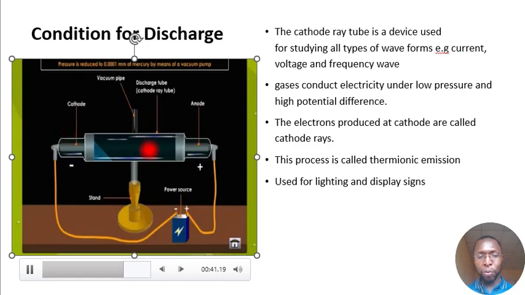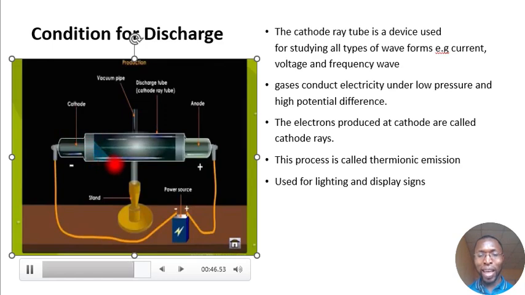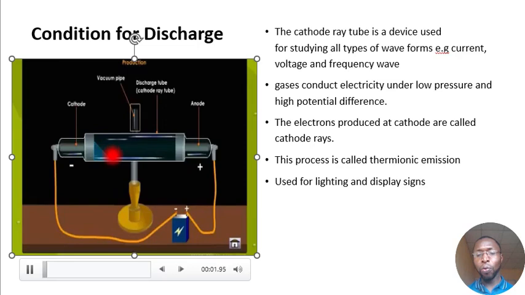And then the emission of the electron from the cathode is known as thermionic emission. It's a process whereby electrons are emitted from the surface of a metal, this time around the cathode. And this cathode ray that comes from the cathode is used for making fluorescent tubes and for display signs. So this is how to verify that gases can conduct electricity using a cathode ray tube.